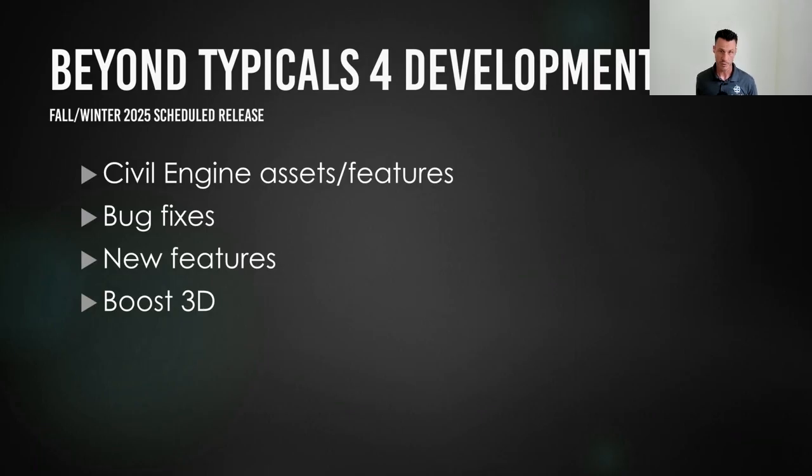We released Beyond Typicals 3 last May, I believe, and it's proven to be a super stable and good release and product. We have so many people using it now, but we do want to do Beyond Typicals 4. A lot of that is going to be all the work that we've done on Civil Engine over the last year plus. We're bringing that over. That's assets, that's materials, that's improvements.